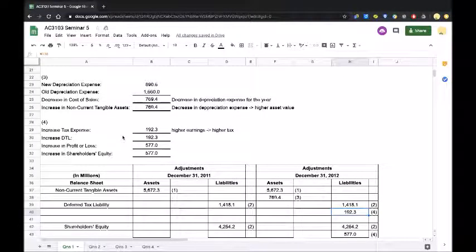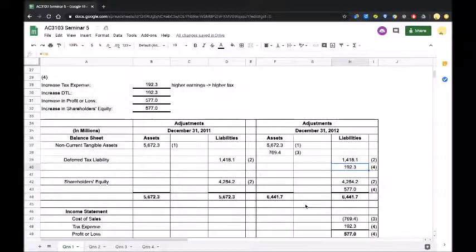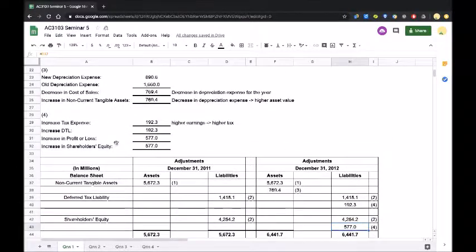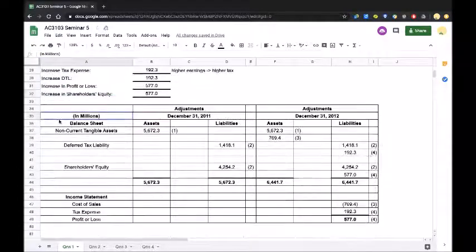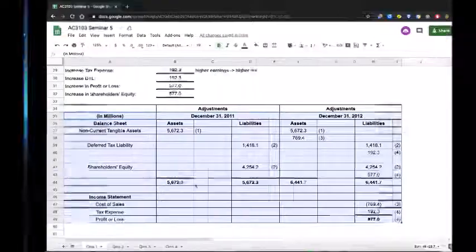And lastly, the net effect of adjustment in both cost of sales and tax expense gives us an increase in profit in 2012 by 577. So this figure is reflected under the income statement of 2012, and is also reflected under the shareholders' equity in 2012 as an increase in profit. Yes, so with that, these are all the adjustments needed for the 2011 and 2012 balance sheets, as well as the 2012 income statement. Thank you.